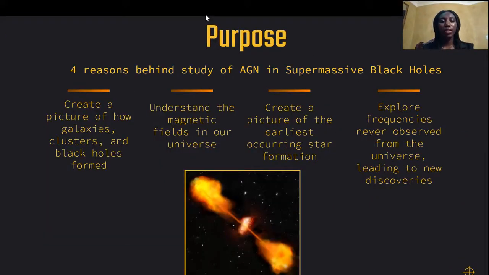Why is it important to study active galactic nuclei in supermassive black holes? Well, AGN can reveal a lot in the study of supermassive black holes. It allows us to visualize how galaxy clusters and black holes formed. For example, quasars appear to live in galaxies, so they can help us understand galaxy formation and evolution. It also helps us understand the magnetic field in our universe.